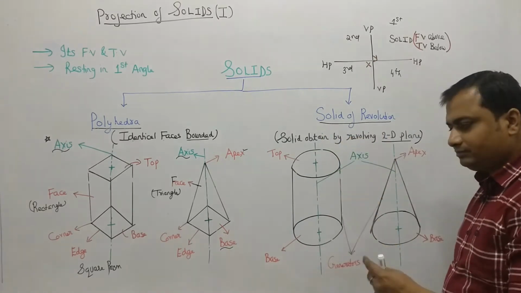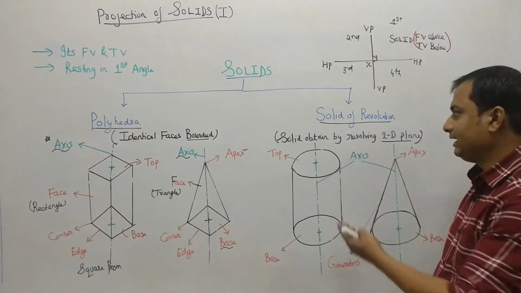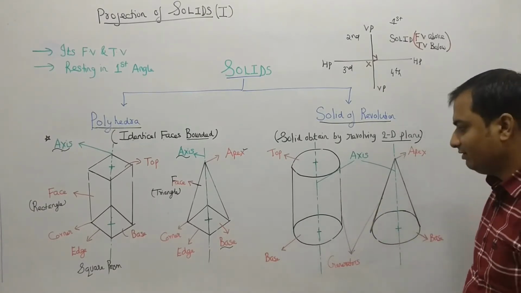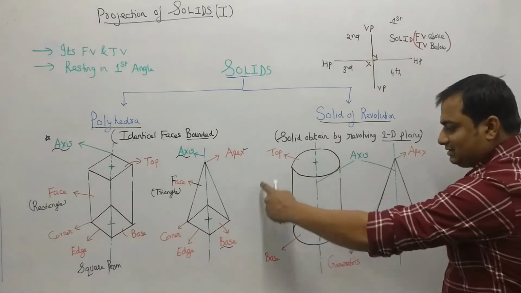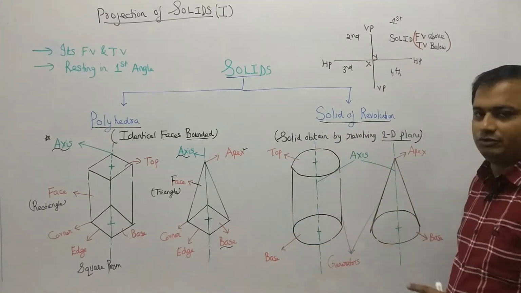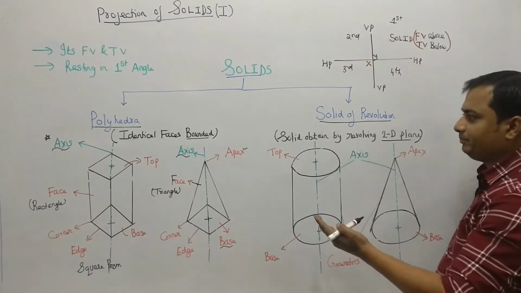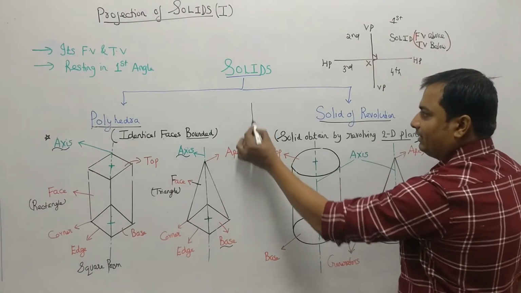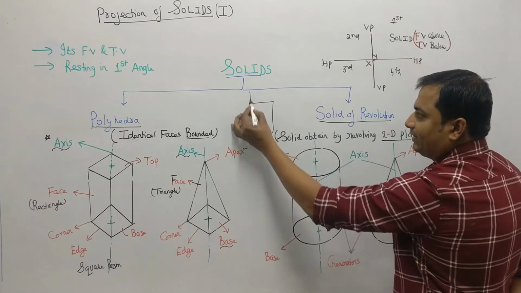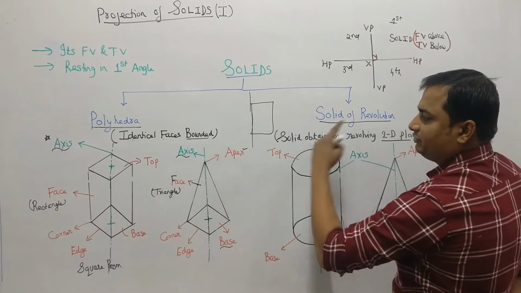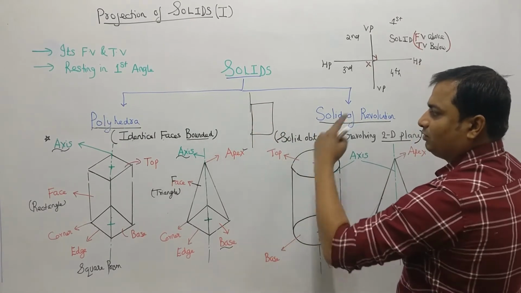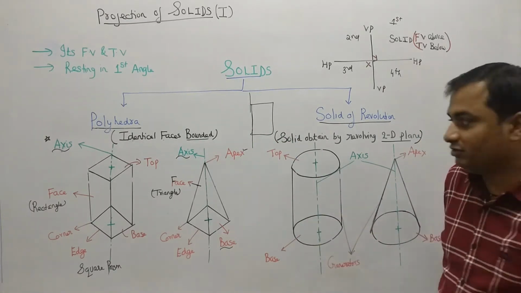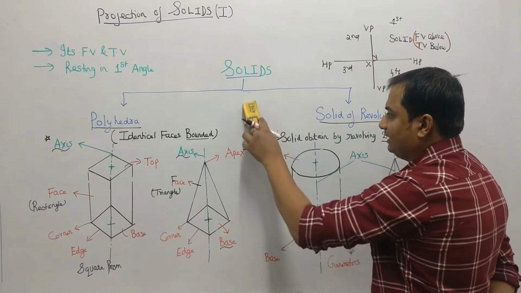Again, there are so many solids which come under the category of solids of revolution, but what we are going to deal with, the first is the cylinder. Now this cylinder is called a solid of revolution. Why? Because when you rotate a right angle triangle about this axis, automatically you will get the shape of a cylinder, right?